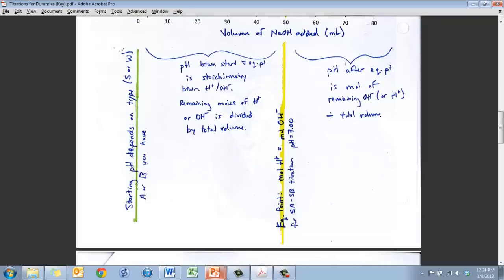can pause the screen to write this down, but initially before the reaction starts, your starting pH depends on the type of acid or base you have. It depends on if it's a strong or a weak acid, in this case a strong acid. And how do you calculate the pH of a strong acid? This is a chapter 14 question. Always go back to what do I have and just do your calculation based on the type of problem you're supposed to calculate with. Okay.